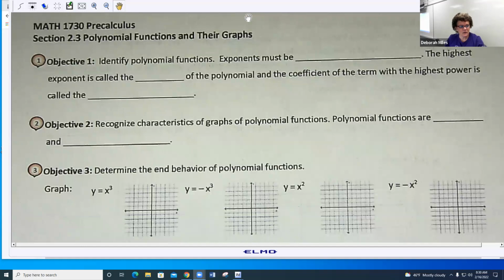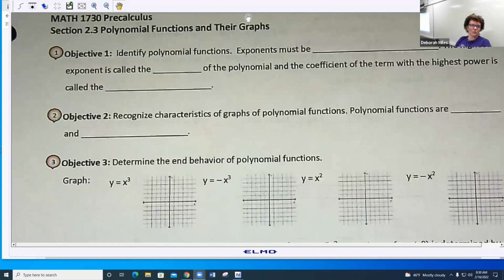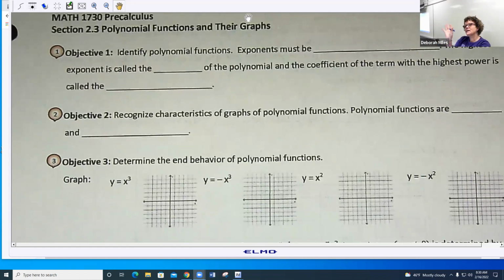All right, we're talking about polynomial functions and their graphs. And we have talked about polynomials before. We've added, subtracted, multiplied, divided, and factored polynomials. What do you remember about what had to be true about the exponents of a polynomial? What made it a polynomial?